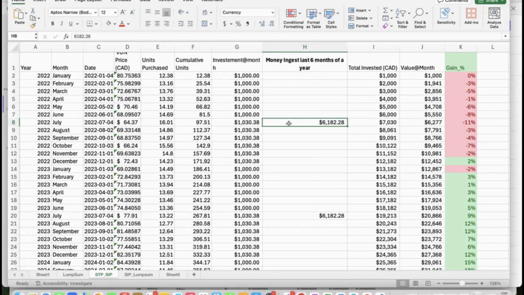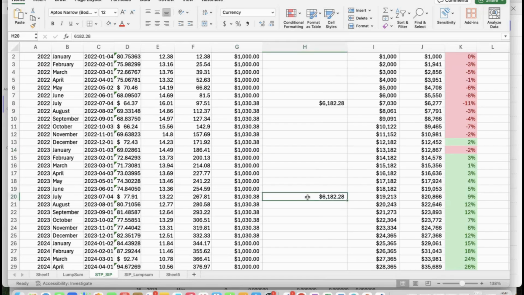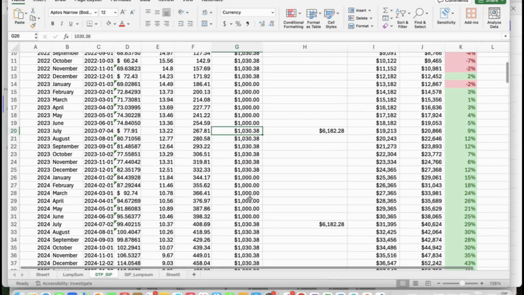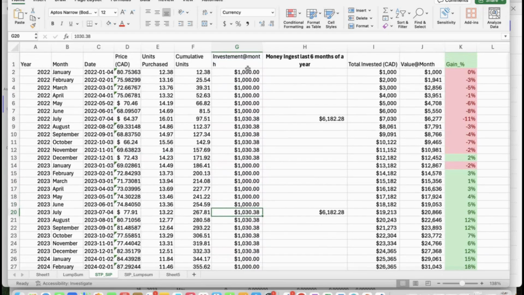Now you split that with the same even split for the next 6 months. Instead of 1,000, you're investing 1,030 for these last 6 months of the year. Then again you go back to $1,000, back to the basics. You get 6,182 at the 6th month, so on the 7th month you'll be investing $1,030. This continues. Now what I have worked out here is how many units you can purchase with this amount.